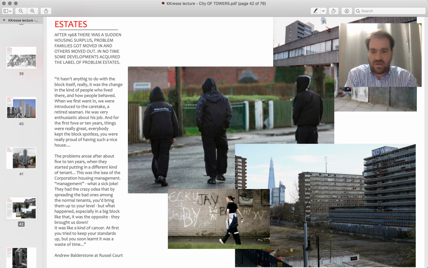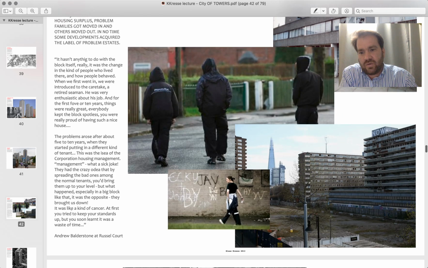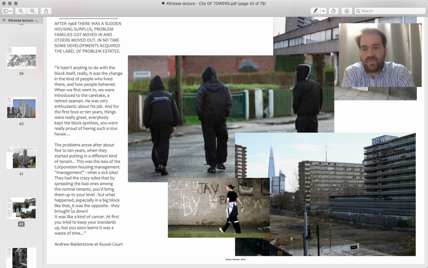So, and now the other side. The problems arose after 5 to 10 years when they started putting in a different kind of tenant. This was the idea of the corporate housing management. What a sick joke. They had the crazy idea that by spreading the bad ones among the normal tenants, you'd bring them up to your level. But what happened, especially in a big block like that, was the opposite. They brought us down. It was like a kind of cancer. At first you tried to keep your standards up, but you soon learned it was a waste of time. And that's the end of the quote.